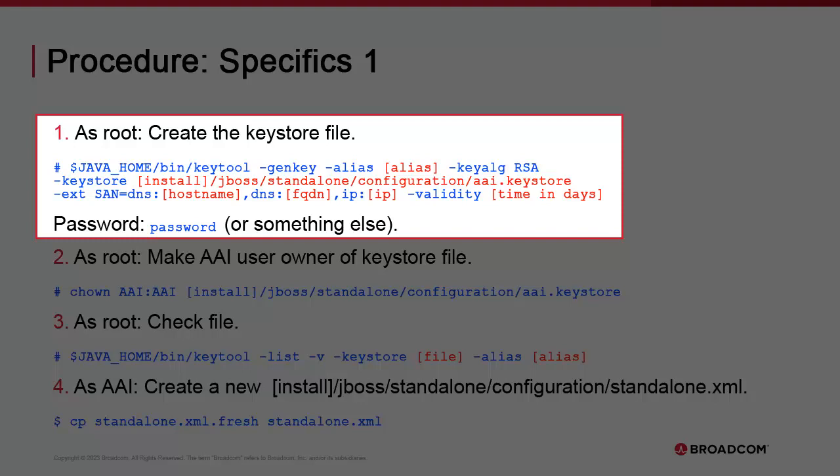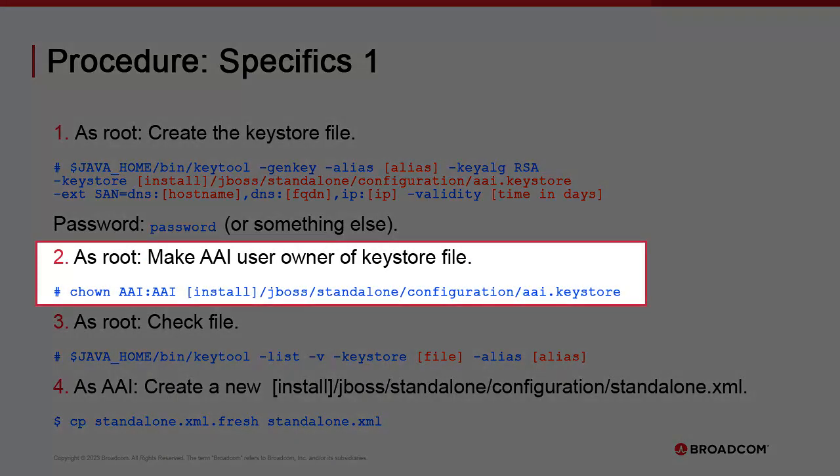You'll be asked to set passwords for your key store file and the actual key. For demo purposes, we'll simply use password in lowercase, but you can set both to anything you want. The key store file will be created in the configuration directory, but will be owned by root, and so we'll set the owner of the file to whoever owns the AAI file system, in our case, user uppercase AAI.